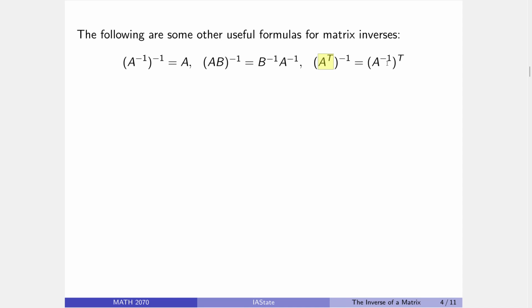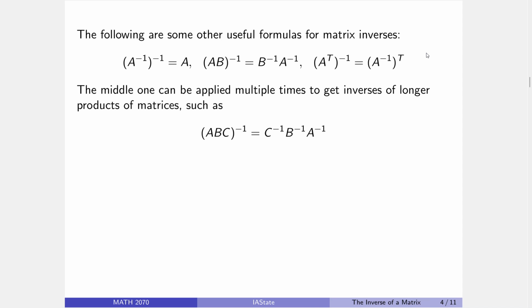Transposing does not mess with invertibility. The inverse of a transpose is the transpose of the inverse. Again, our favorite phrase in mathematics: the x of the y is the y of the x. Those aren't too shocking, and these formulas will pop in and out throughout the semester. We don't need to get too crazy about these right now. The middle one is actually kind of interesting because you can do this to multiple matrix multiplications, and you just have to reverse the order. For example, the inverse of A times B times C is exactly what you think it should be, just flip the order.